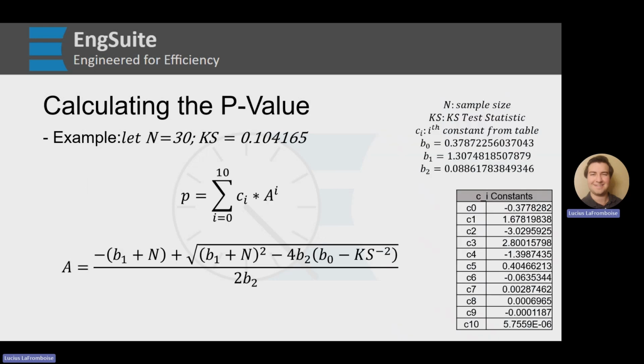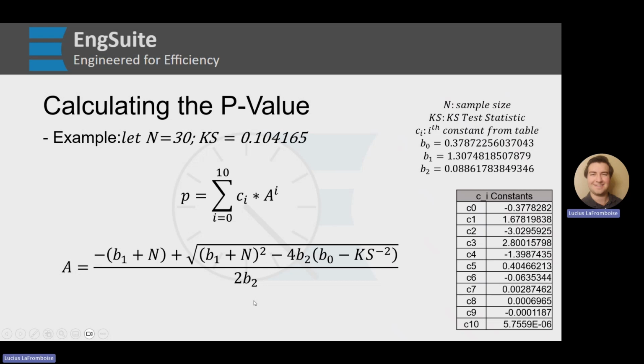And the approximation algorithm is pretty simple. P equals the sum of ci times ai, where i goes from 0 to 10, because the 0 cancels out. We have a c0 all the way up to c10, and then a to the 10th. Now a is something we're going to have to calculate, but it's really not that bad. You have these b0, b1, and b2 constants that we have up here, very long decimals, just like the c constants. And then KS is our KS test statistic, and n is our sample size.